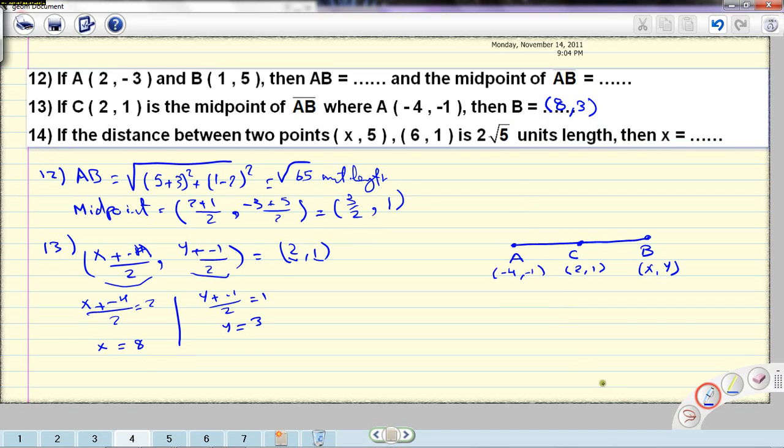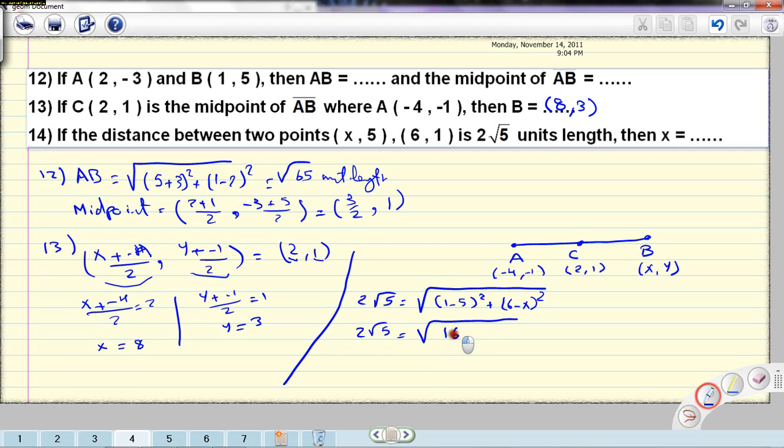Okay, number 14. For sure such a question may come in the exam. It says that the distance between 2 points is 2 root 5. So 2 root 5 equals the square root of (1 minus 5) to the power of 2 plus, we have a headache from such questions, because we did many questions like that. So it's 2 root 5 equals the square root of 16 plus (6 minus x) to the power of 2.